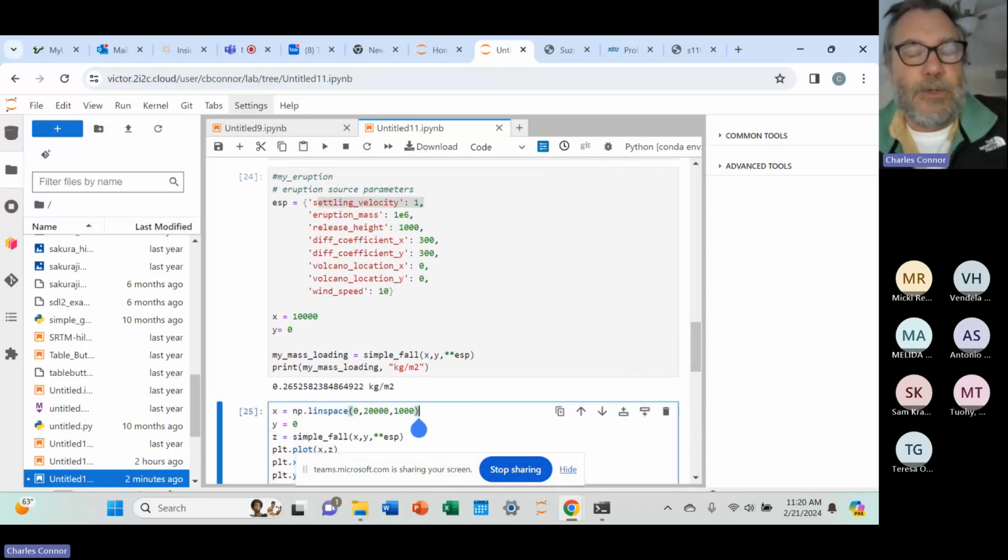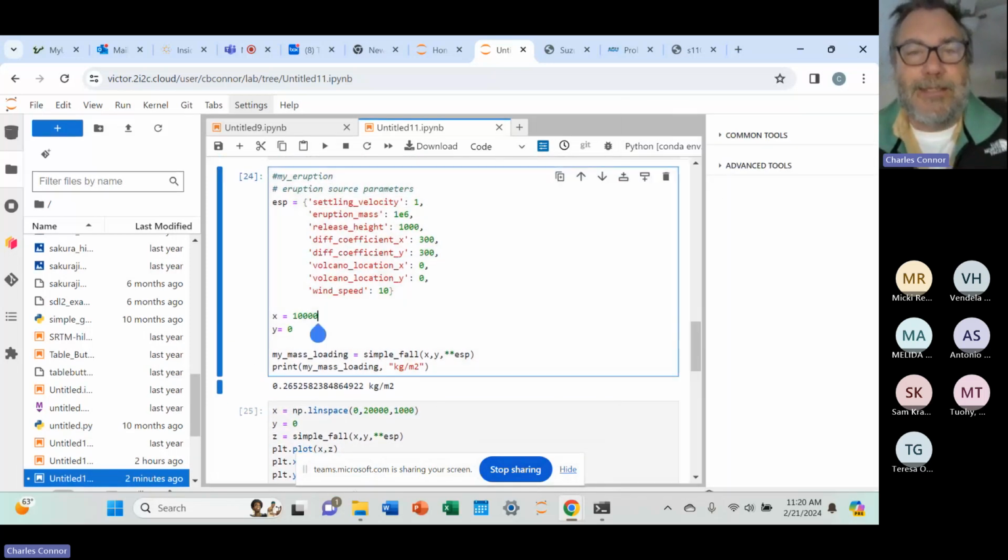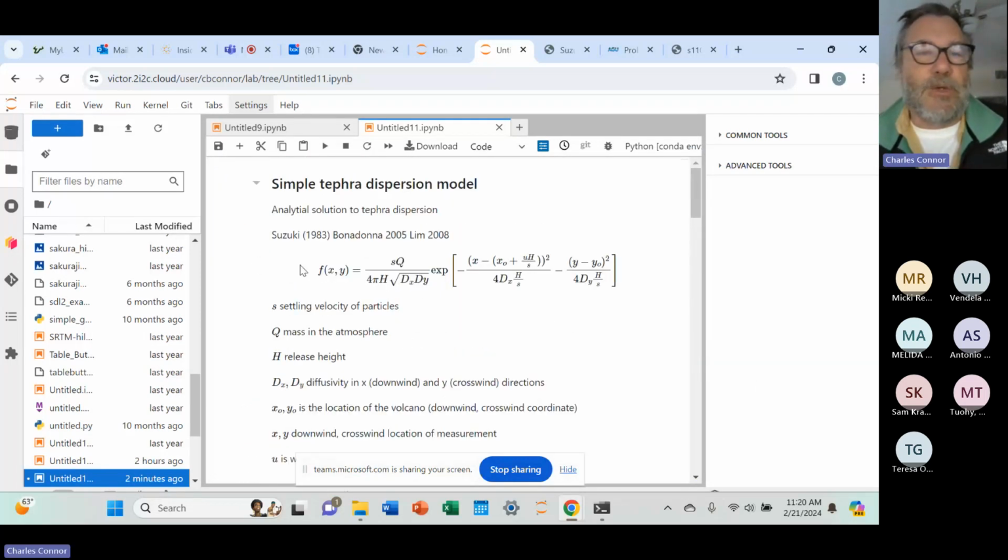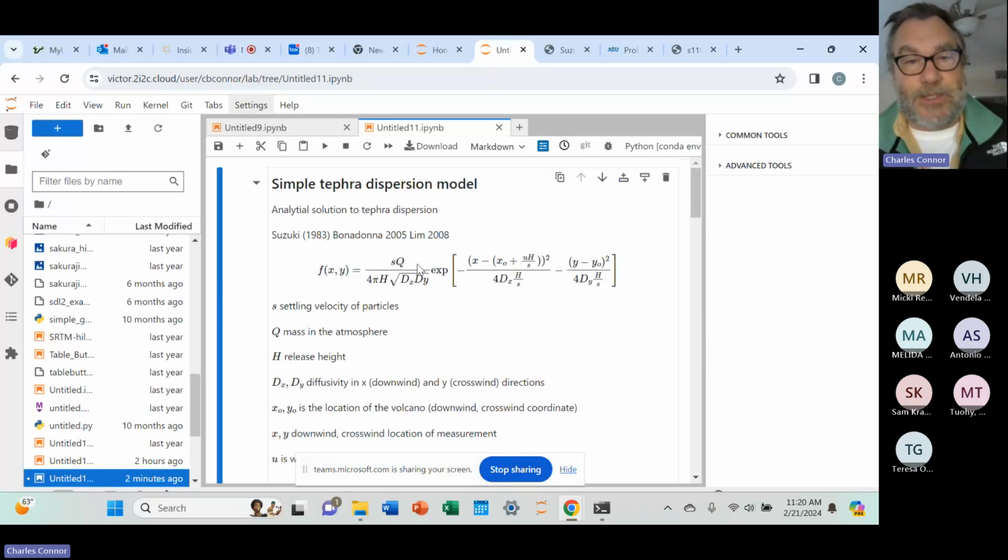So grain size, sorry, I'm trying to page around my page here. Grain size is not in this equation, right? Grain size doesn't appear in that equation, but one of the parameters in this equation does depend on grain size, S.